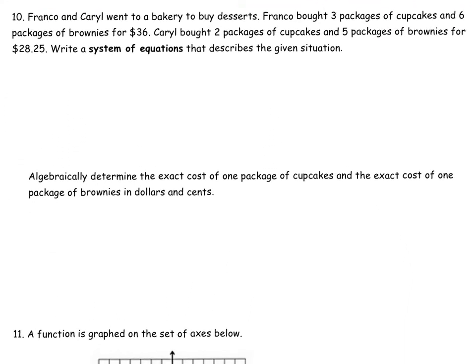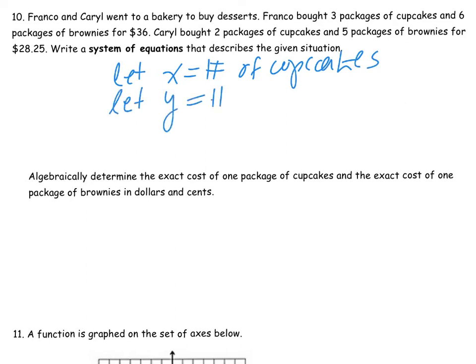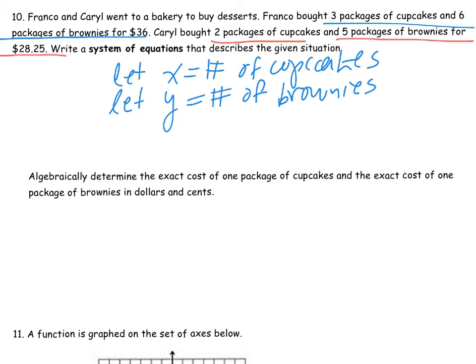So, question number 10 is asking you to look at a system of equations. Guys, you gotta know your systems of equations. So now, we need a let statement. I'm gonna let x equal the number of cupcakes, and I'll let y equal the number of brownies. Now, let's look at this. We have 3 packages of cupcakes and 6 packages of brownies that result in $36. Then we have Carl bought 2 packages of cupcakes and 5 packages of brownies for $28.25.